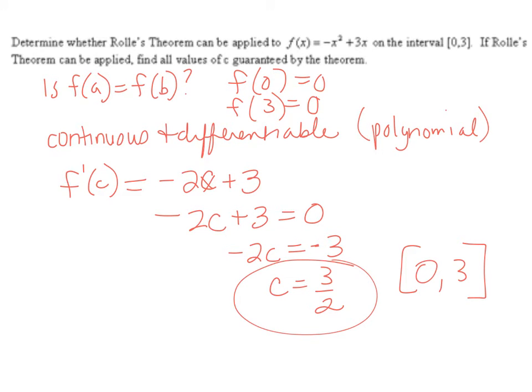Now once again, this whole thing is the answer because it asks for all those parts. The answer is not just c equals 3/2. The answer is f of a equal to f of b, and all of that. All of this is the answer.